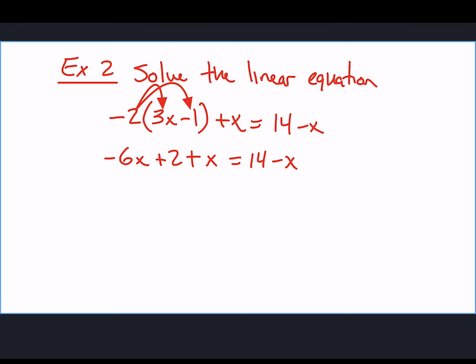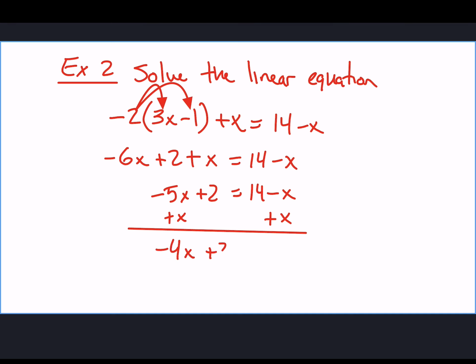Sounds like you could just combine the like terms. Yes. So negative 6x plus x is negative 5x plus 2 is equal to 14 minus x. Just add x to one side. We need to add x to both sides. Negative 5x plus x, pretty simple, negative 4x. Negative 4x plus 2 is equal to what? 14.